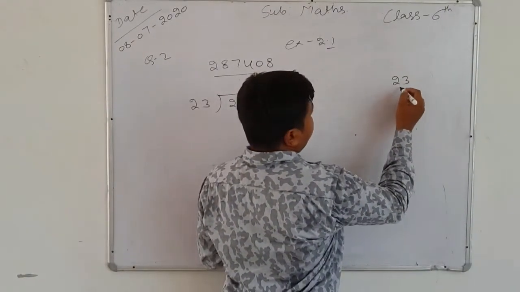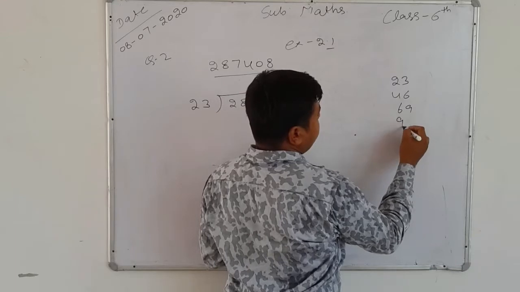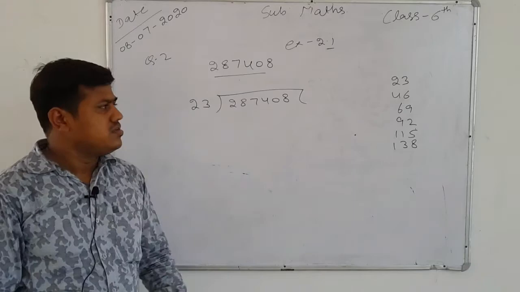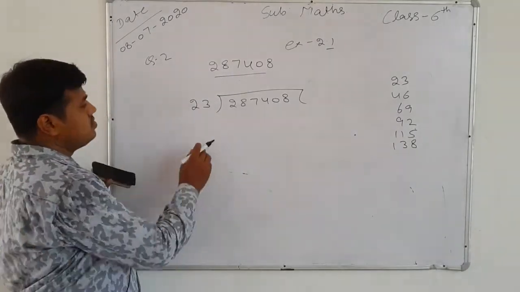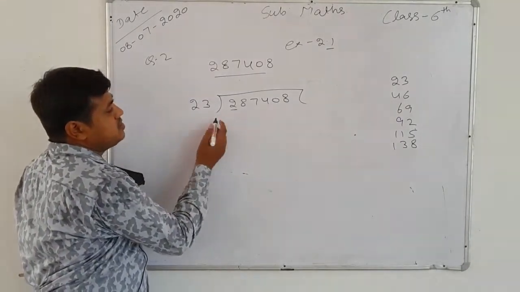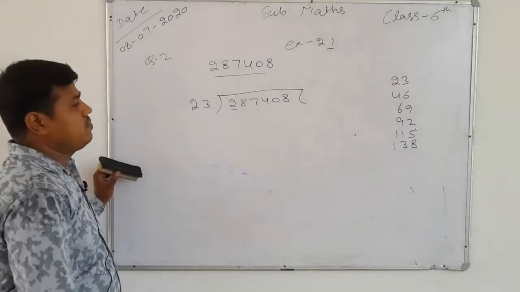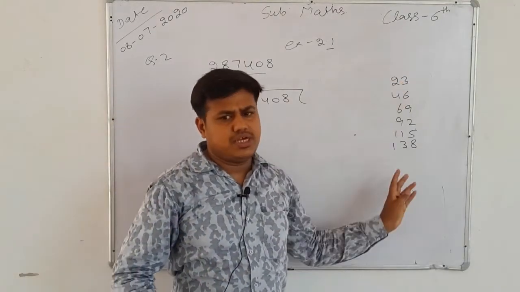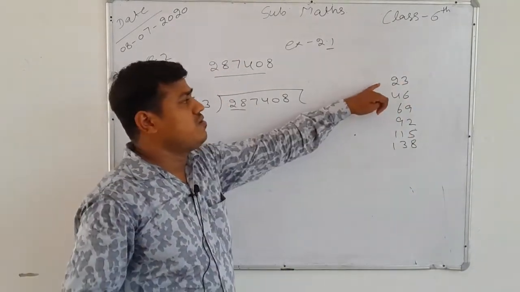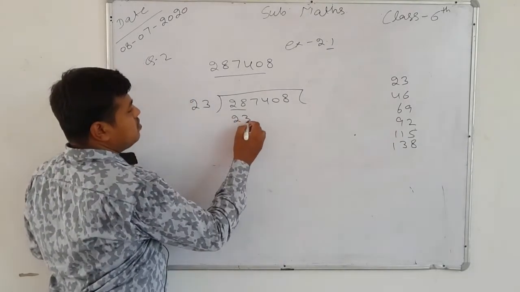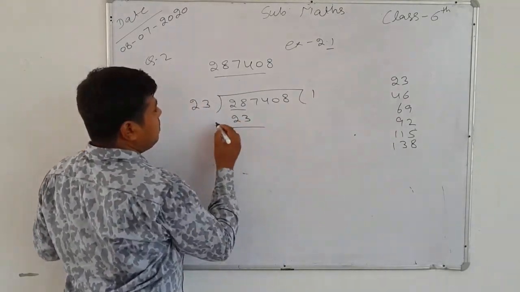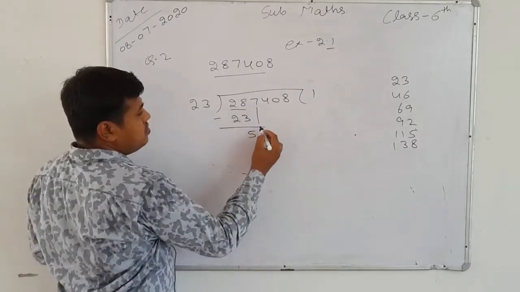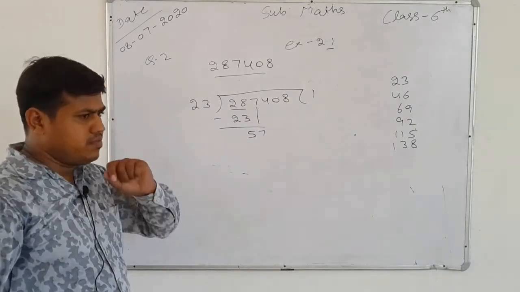Let me write the table of 23. If we take the first digit, this is smaller. If we choose 2 digits, 28, 28 is not in the table of 23, so we choose the smaller one, that is 23, on the place of 1. Minus: 8 minus 3 is 5, 2 minus 2 is 0. After that we write 57.